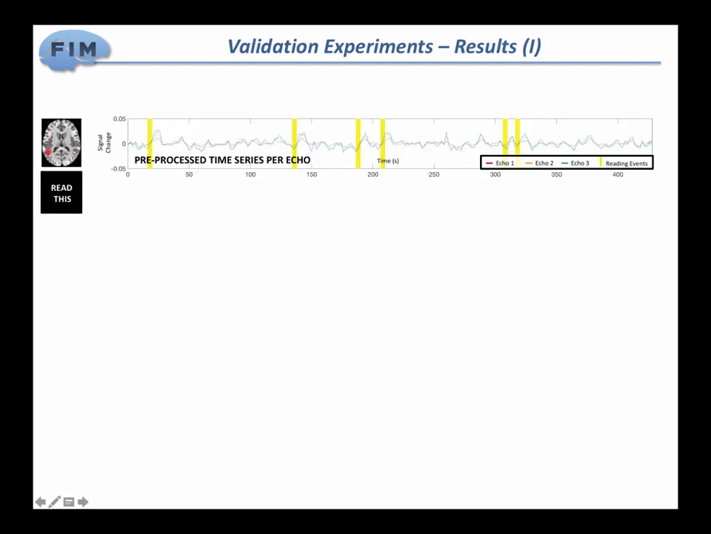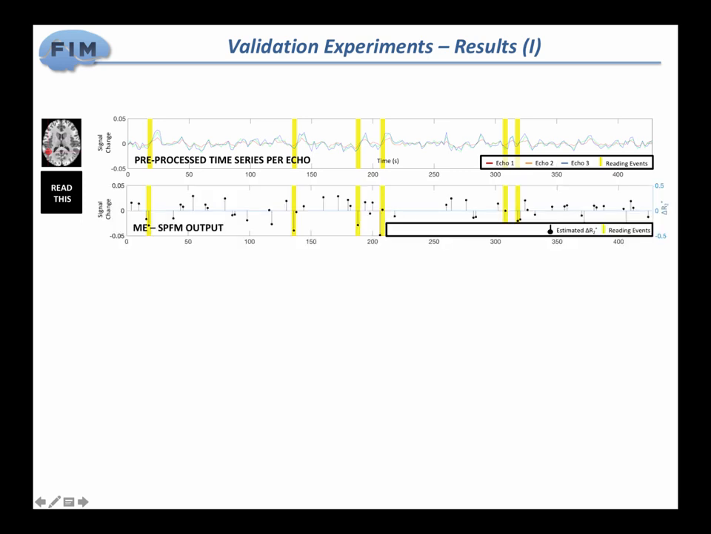So here we have the 3 preprocessed time series for a given voxel in a region that is part of the reading network. The vertical bands are the events for the reading events. What we can see is that, following each of these events, we seem to see an increase in the signal across the different echoes, hopefully with that linear dependence that I've been describing. And of course, a lot of other things are happening.